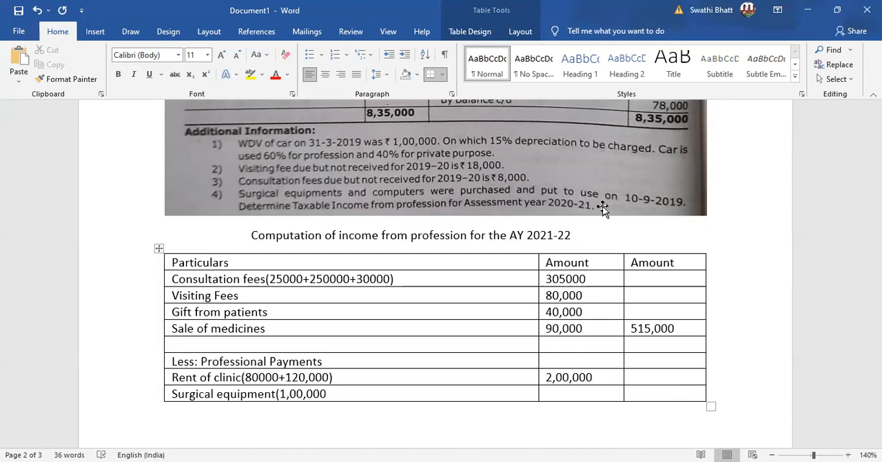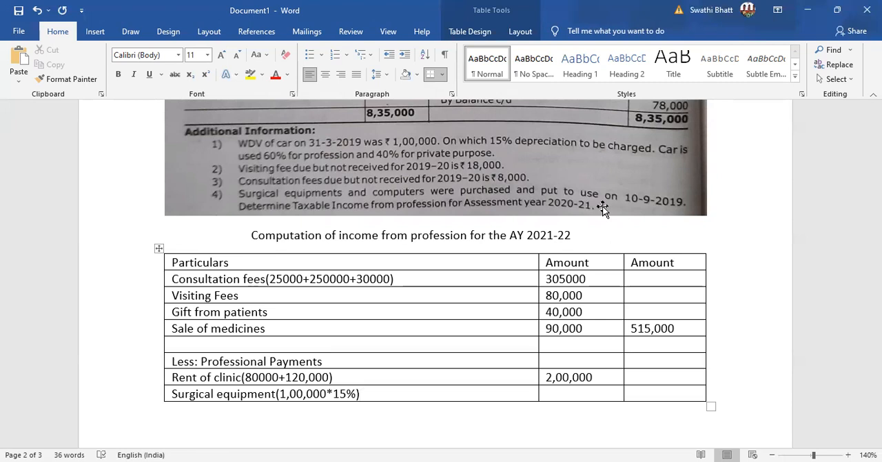Please watch the depreciation video to understand how to compute it. If you have used an asset for more than 180 days, the entire rate can be charged as depreciation. If it is used less than 180 days, in that case, only half of the rate of depreciation can be charged. So you will have to count the number of days from 10th of September till 31st of March, which will be greater than 180 days. So you can calculate the entire rate of depreciation on surgical equipment.